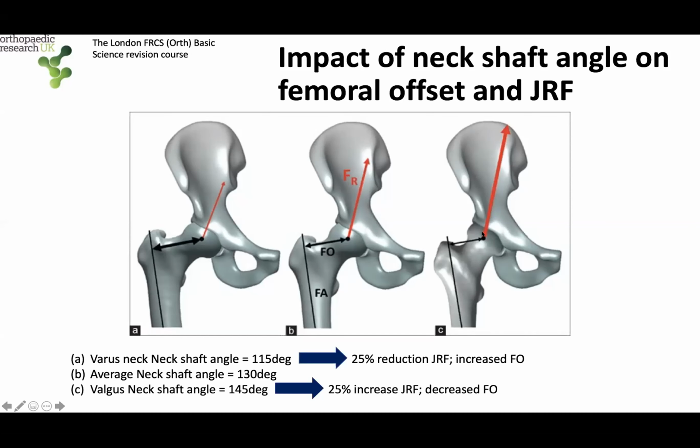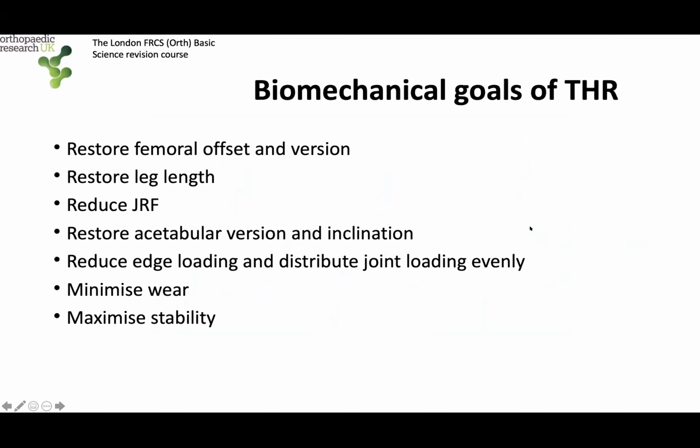And in a valgus neck, so greater neck shaft angle, it's more than 145 degrees. So you get an increased joint reaction force because you've got a lower femoral offset. So you can see here the normal, that's your normal femoral offset. If you have a varus neck, the femoral offset is longer. If it's a valgus neck, it's shorter, and therefore your joint reaction force is greater.